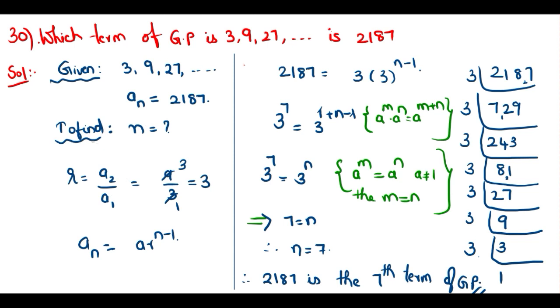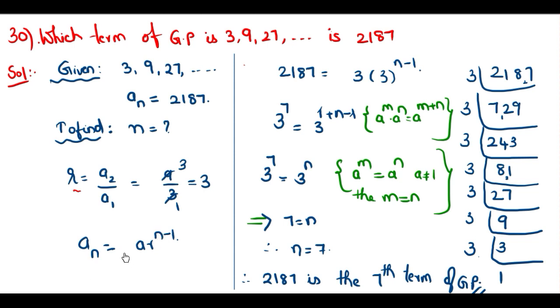So it is a GP, so we get the common ratio. Common ratio we get by dividing the two successive terms. So A2 by A1 will give us common ratio, that is nothing but 9 upon 3. So 3 3s are 9 and the value of r we got here as 3. So we know the nth term, that is 2187. We know the first term, that is 3, and we know r and it is also 3. We need to find n, okay, which term it is.